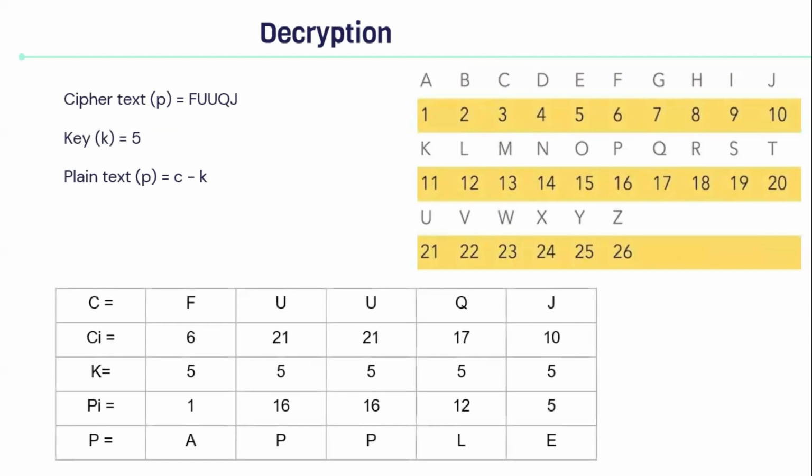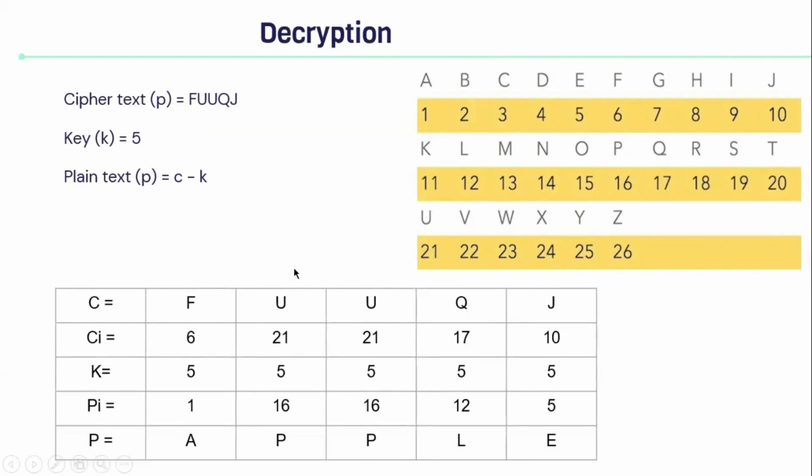So here is the example. First, we have the ciphertext FUUQZ for apple. Then we need the index for each alphabet. For F, it would be 6. For U, it would be 21, and so on. The key would be 5 for every alphabet.